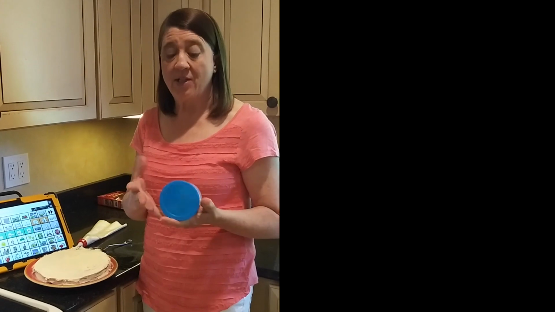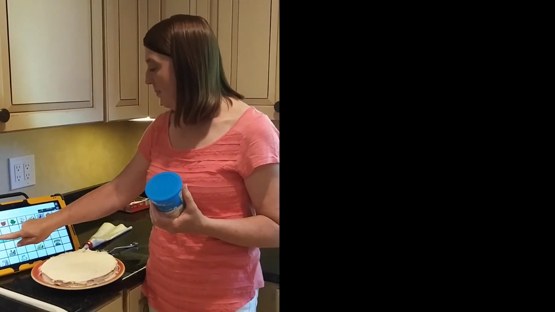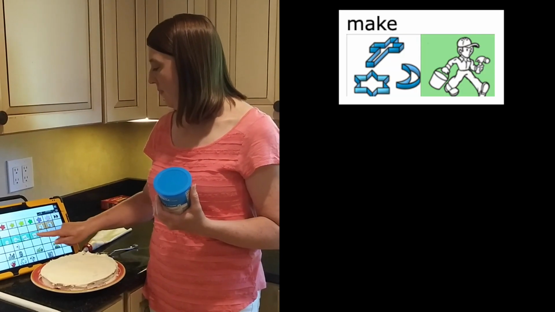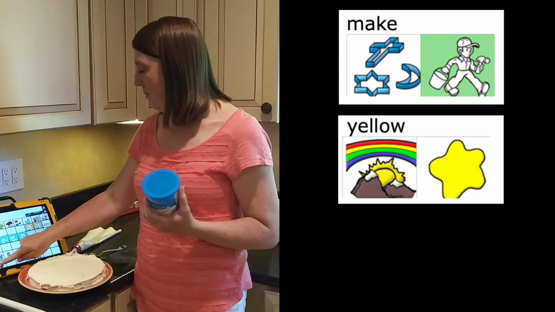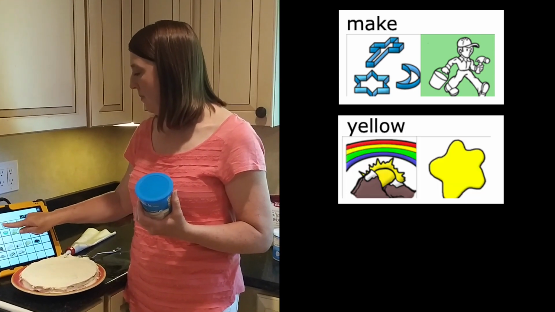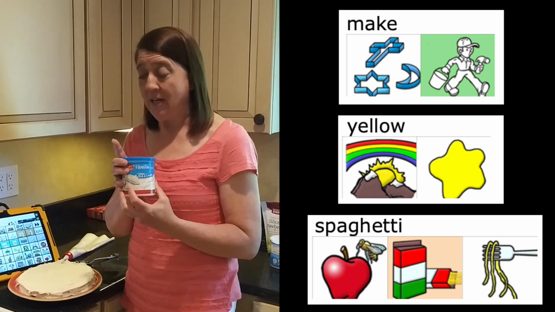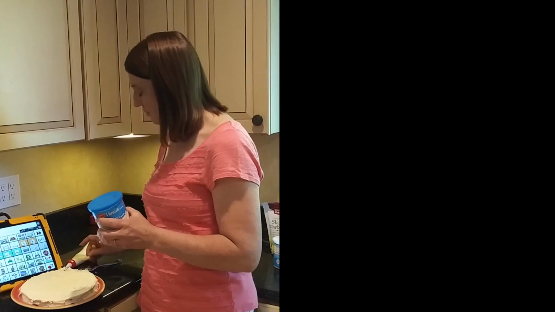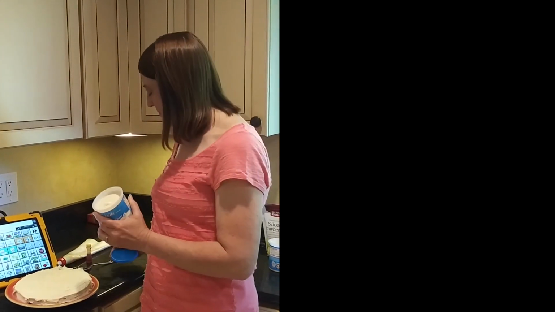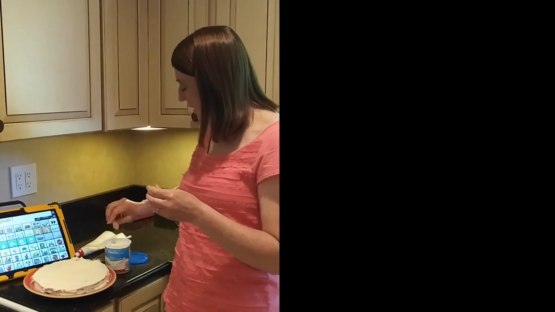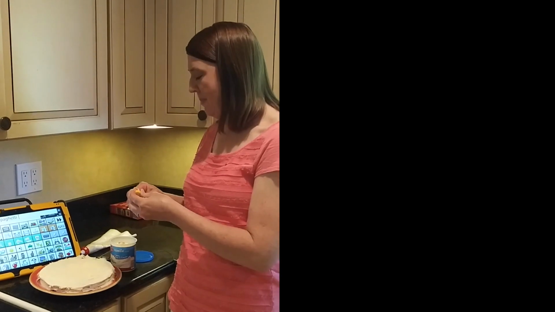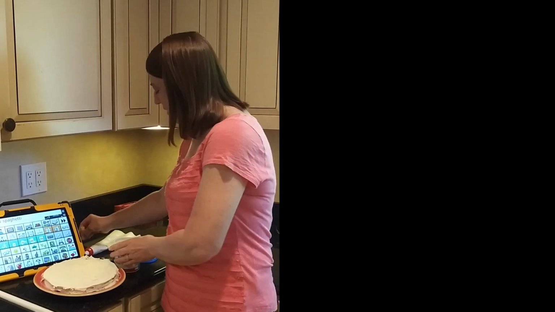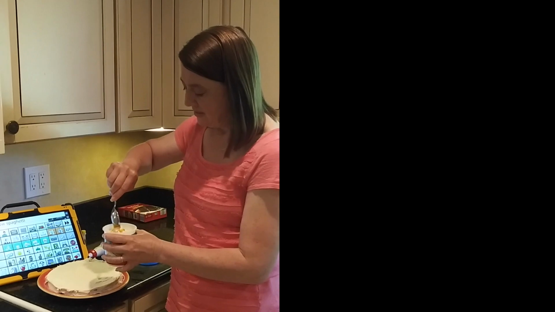Okay, to make our yellow spaghetti, we need a can of frosting and our yellow food coloring. So I'm going to drop a couple of drops in here, not too many. We don't want our spaghetti to be too yellow. We can always add more if we need it. And now I'm going to just mix it together.